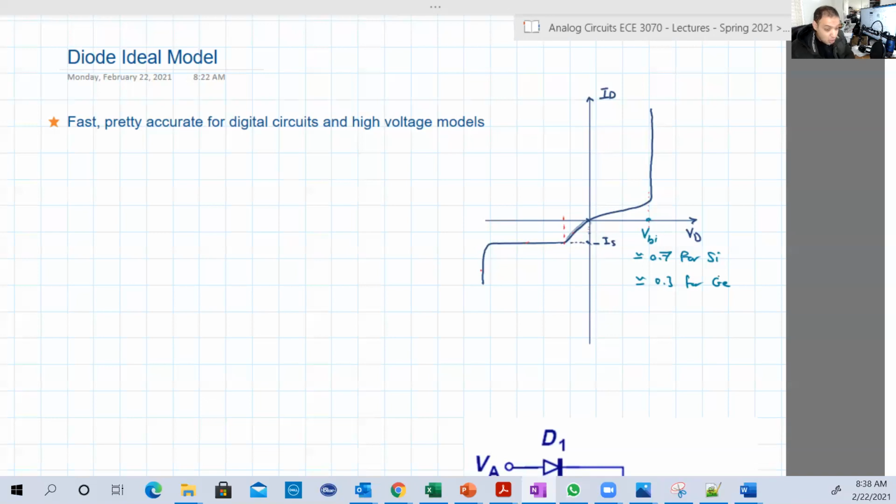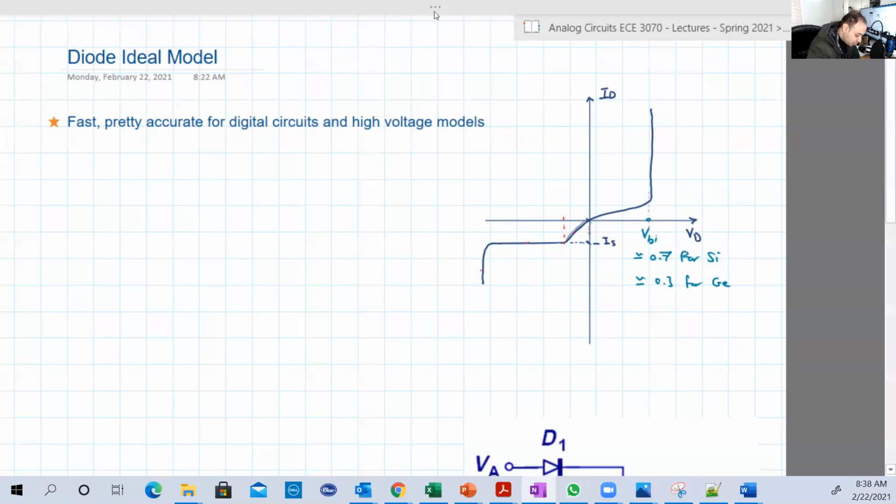So the approximation here is that we're going to consider VBI to be 0. Once the diode is in forward bias, it just conducts, and the voltage drop will be 0. So it doesn't even need the 0.7. This may be weird for you now, but as we go through circuits, we're going to find this pretty accurate, like for example the example that we're going to cover today.